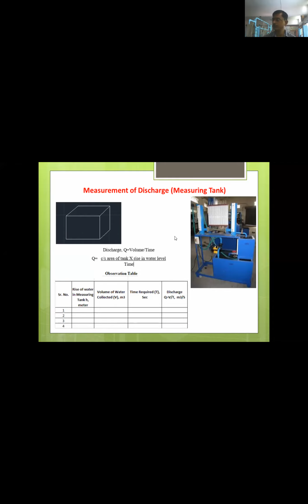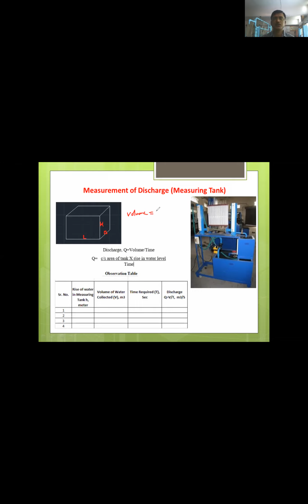There are different devices which can be used for measurement of pressure, but if you don't have any such devices, then how can you measure the discharge with the help of a simple rectangular tank or a simple container which has some graduations? Now, can anyone tell me the formula to find the volume of the tank? Suppose L is the length of the tank, B is the width, and H is the height. Who will tell me the formula for the volume of this tank? L into B into H.